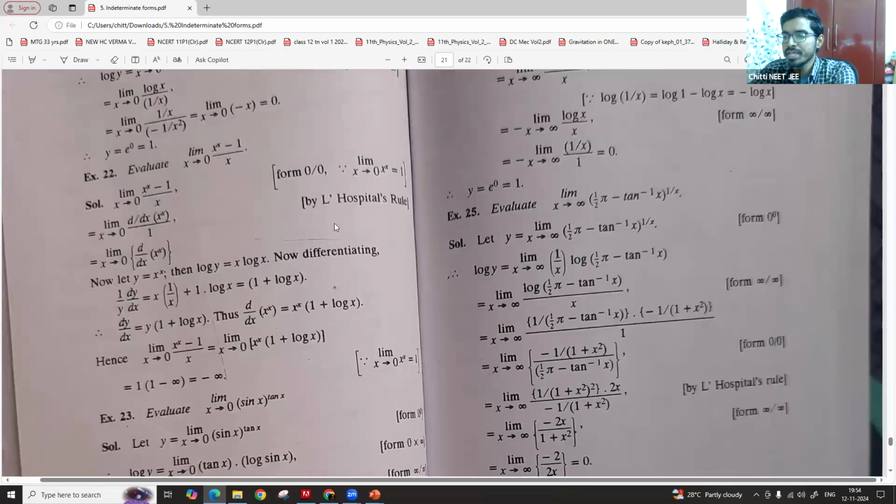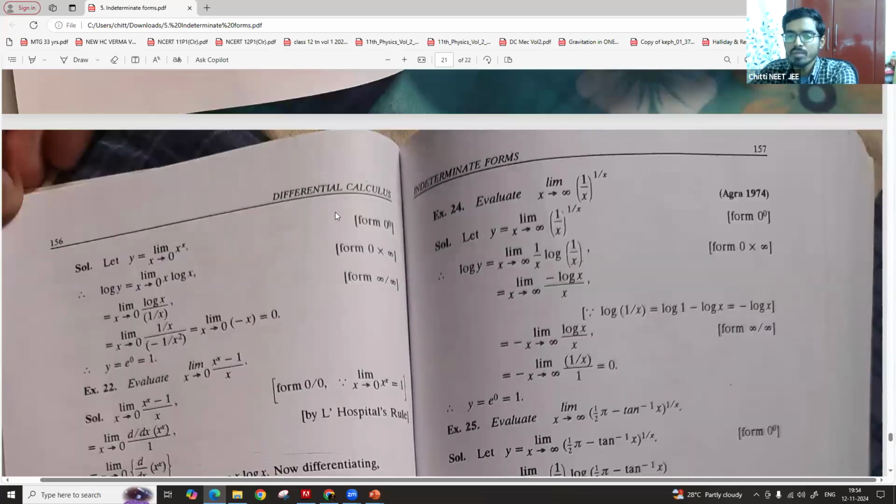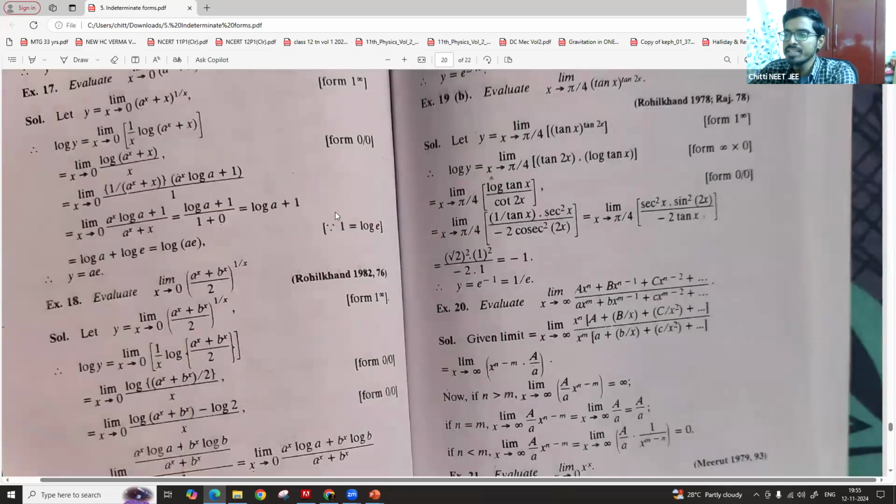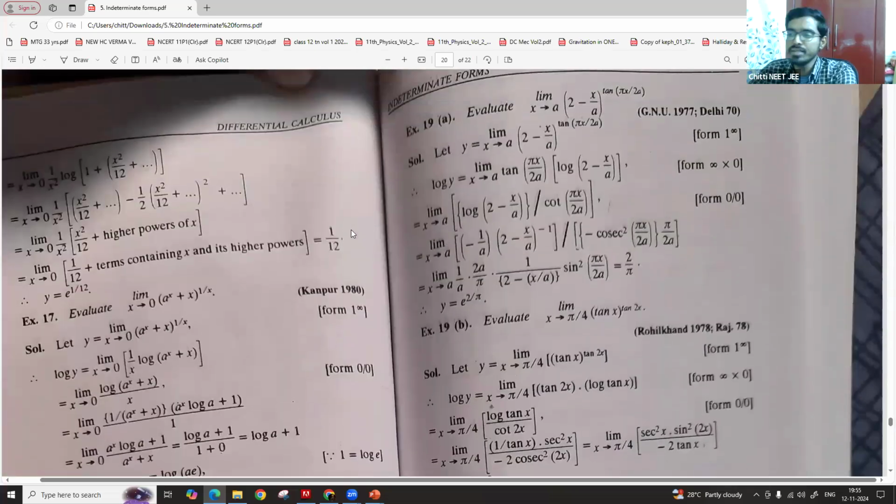So take log on both sides. It will be reduced to the 0 by 0 or infinity by infinity form, and then raise e on both sides to get the limit, right? So that's it.